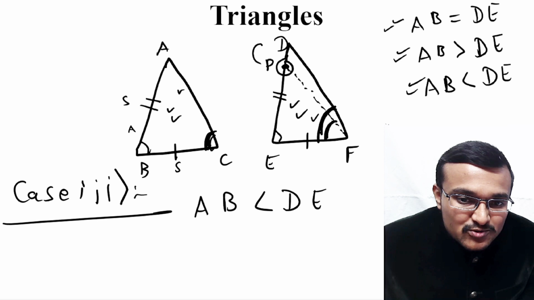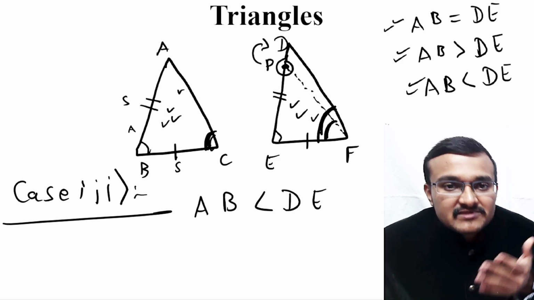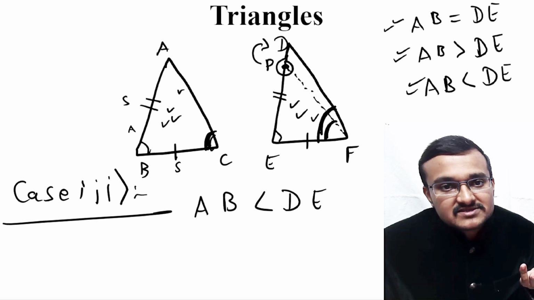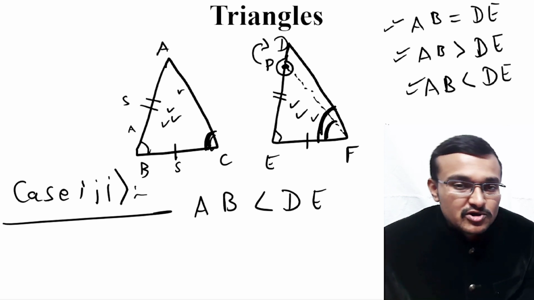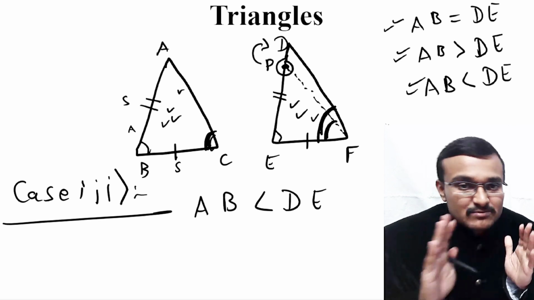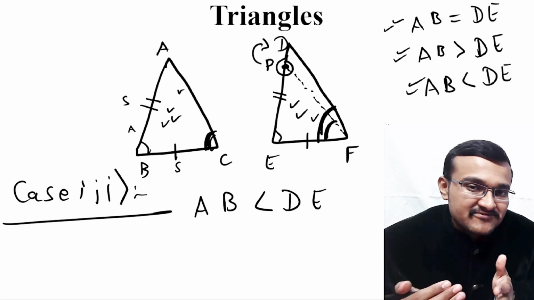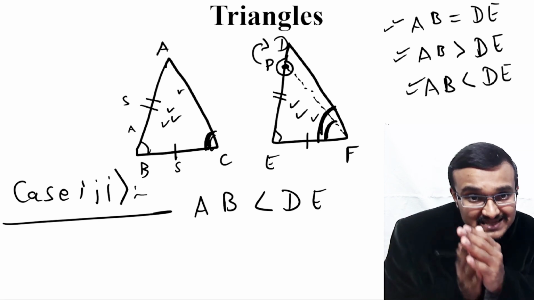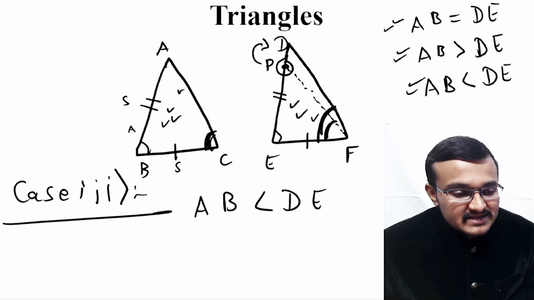So here also P coincides with D. So this particular ABC and DEF will become congruent triangles. So this particular proof for case 3 you can do on your own. I have taught how to do it for triangle ABC by taking point P on ABC. Now you can take the same point P on triangle DEF for case 3, because here AB is less than DE. You can prove these two triangles are congruent with each other.